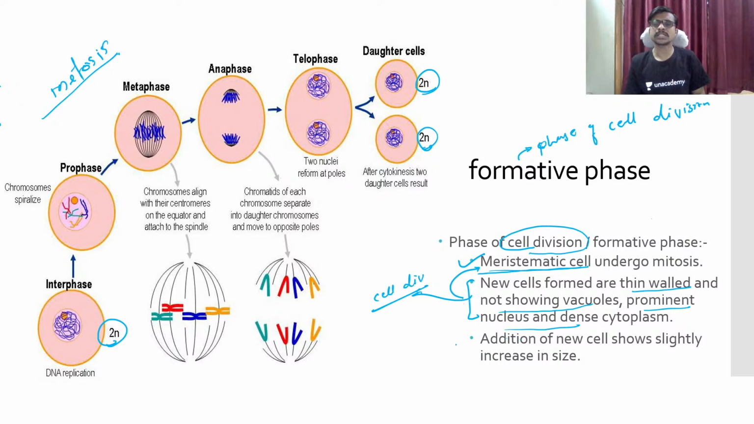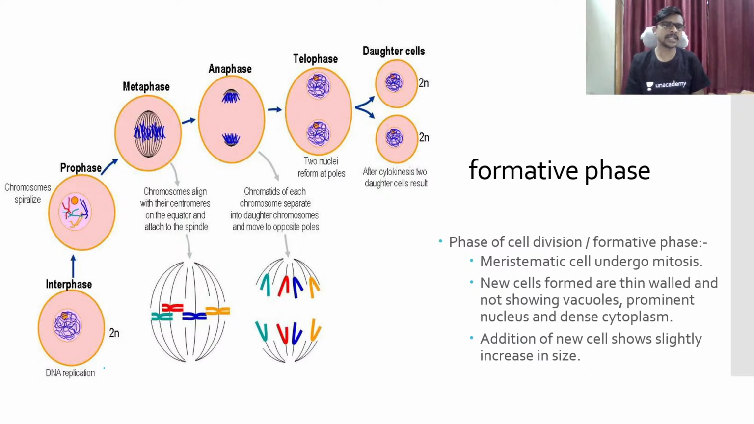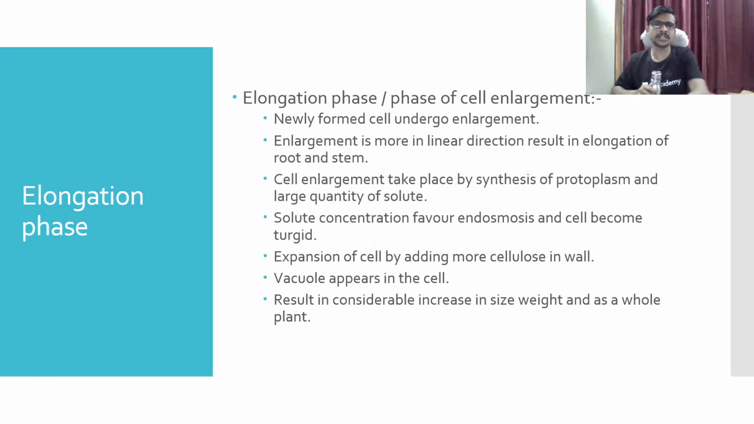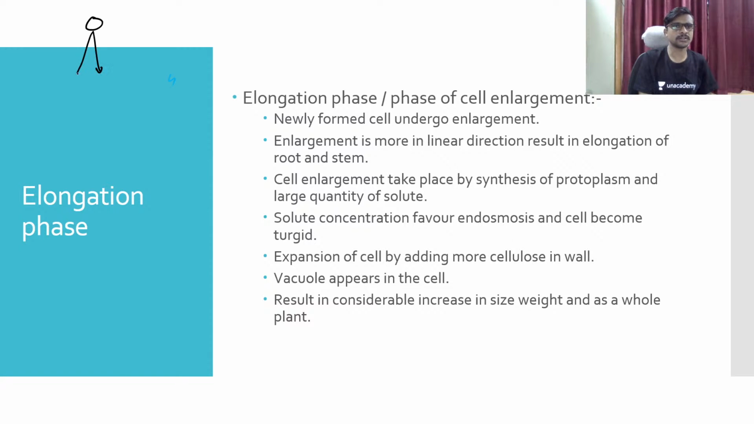Addition of new cells slightly increases the size of a plant. Here the process starts from one cell and results in two cells. But after the cell division, the number of cells has increased but the size has not increased too much. Why? The reason is the second phase, the elongation phase. Let's see what happened in the first phase. In the first phase, one cell divides into two cells. So it is your formative phase, or first phase, the cell division phase.